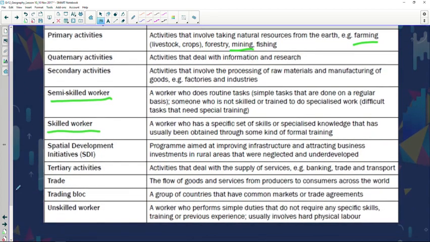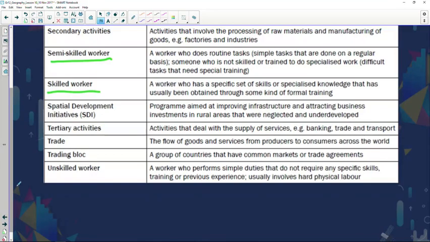If you look at the Spatial Development Initiative, now this is another program that the government tries to implement. What it basically does is improve infrastructure and attract businesses. So what we want to do is grow economically, make more money, and give people the opportunity to be employed, especially in rural areas. Because what happens, we looked at it, in the rural areas, everyone moves to the urban areas. And we want to stop this migration from taking place. So we need to come up with initiatives to keep people in rural areas and show how people can make money over there. Tertiary activities, like we've mentioned, are services, like the banks, trade and transport, schools, hospitals, etc.